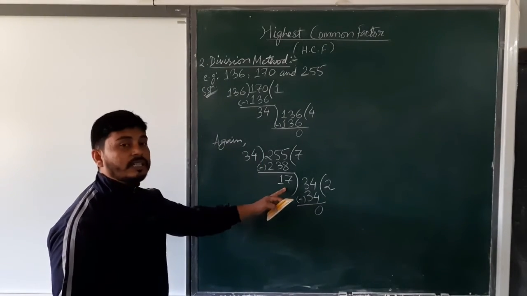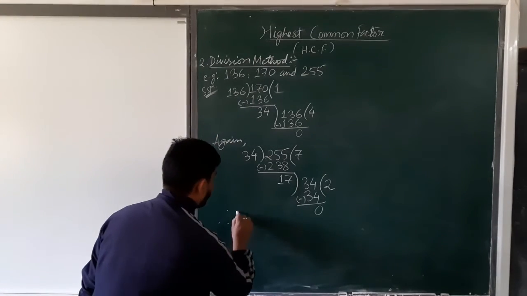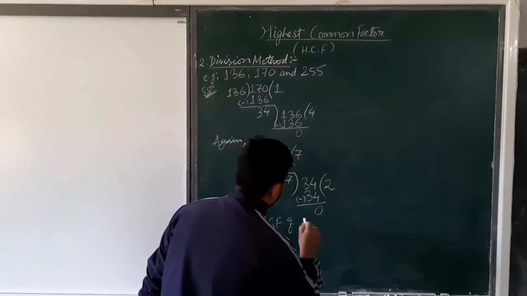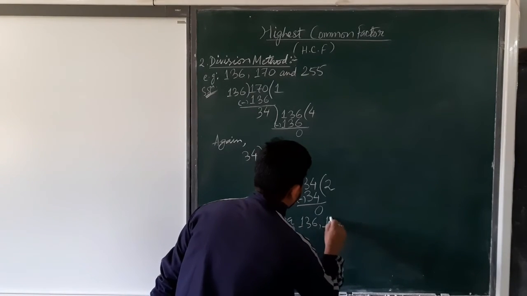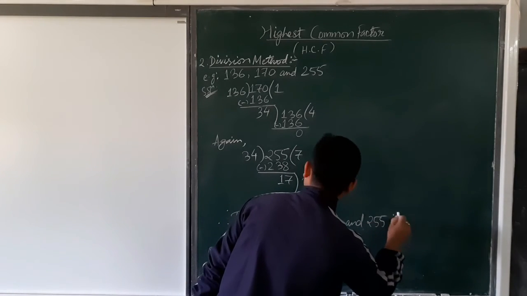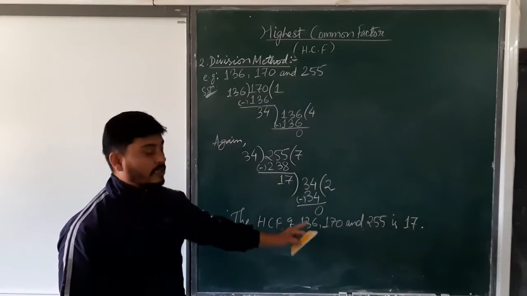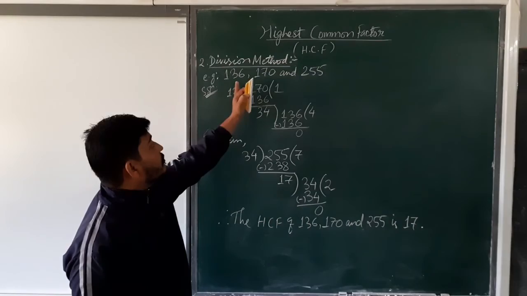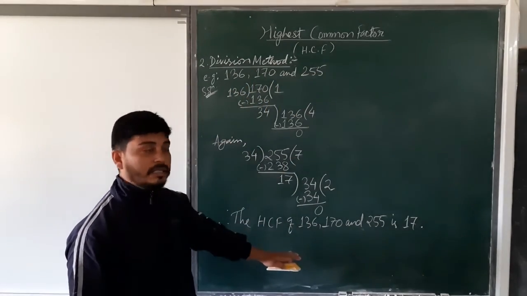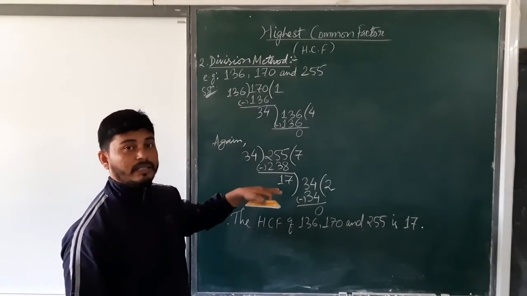Now the last divisor will be the HCF of these 3 numbers. Therefore, the HCF of 136, 170 and 255 is 17. So I hope it is clear to all of you. If there are 3 or even more numbers also, we will follow the same method, and if only 2 numbers are there, then also we will follow the same method.